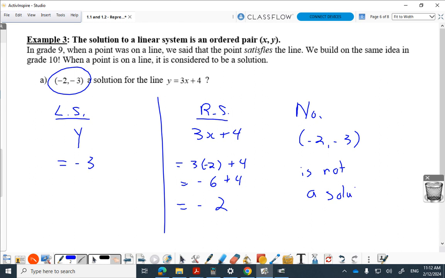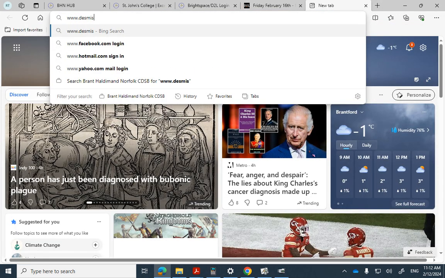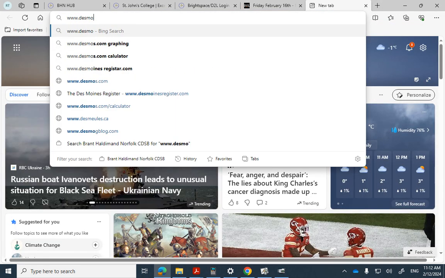Now, listen, friends, let me introduce you to your new best friend. It's a program, a website. It's also an app that you can put on your phone, and it's called Desmos. Have you heard of it before? Desmos. Because I want you to see what just happened here.